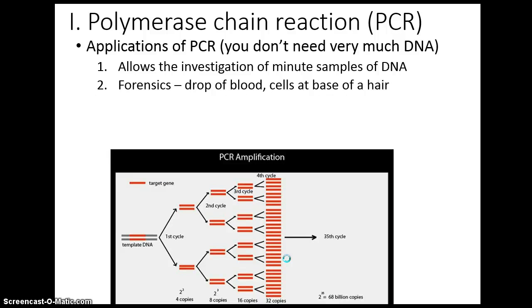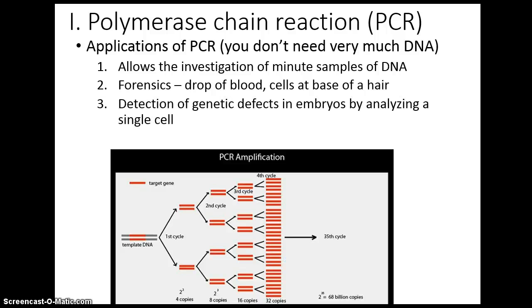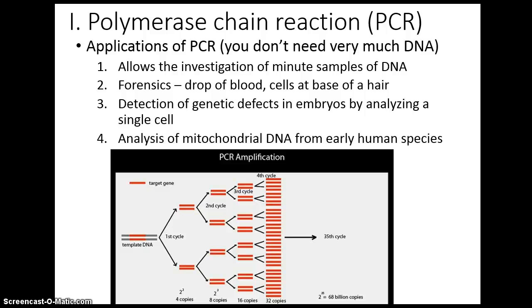So the application of this is you really don't need very much DNA. You can just have it replicated in multiple copies, and then you'll be able to better analyze the DNA. So this is valuable with forensics or with defects in embryos, so you don't need a lot of DNA there. There isn't a lot of DNA there. Also with historical archaeological finds of human species or other animal species, you can get DNA from a very little bit.